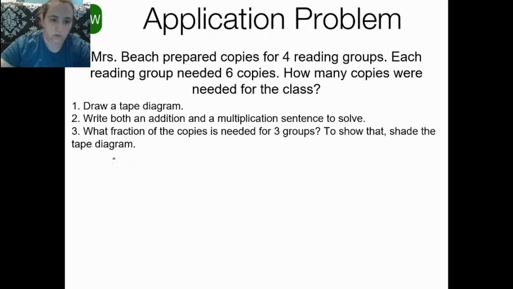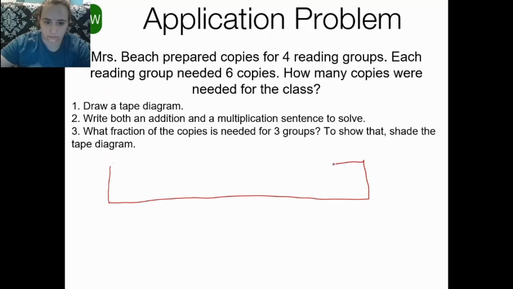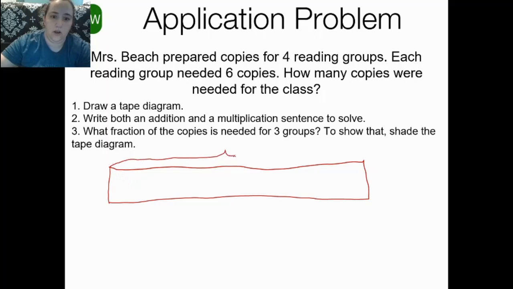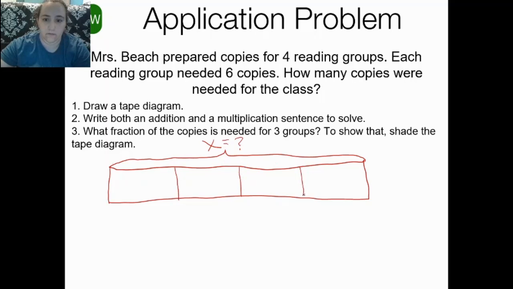So first thing we're going to do is draw a tape diagram. So I'm going to go ahead and make my box. Okay, so we know that all of them together, well, we don't know how many. That's what we need to find out. So I'm going to put X because we don't know how many copies are needed for the class. We do know that there are 4 reading groups. 1, 2, 3, 4. So it says we need 6 copies.